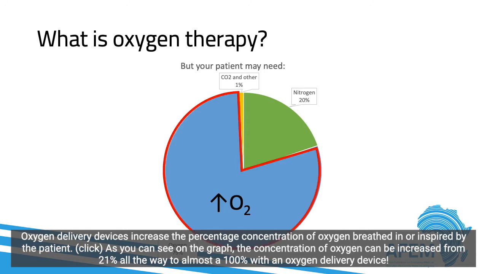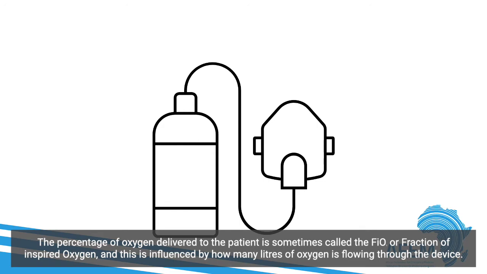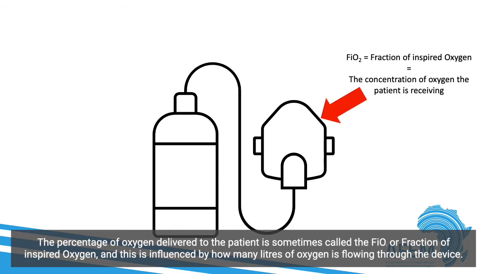As you can see in the graph, the concentration of oxygen can be increased from 21% all the way up to almost 100% with an oxygen delivery device. The percentage of oxygen delivered to the patient is sometimes called the FiO2, or fraction of inspired oxygen. And this is influenced by how many liters of oxygen is flowing through the device.